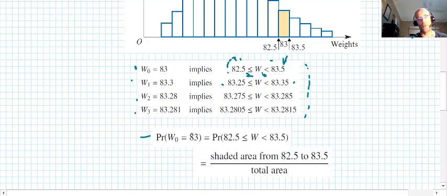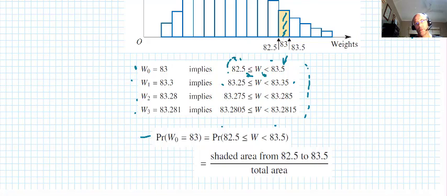So for the probability that a weight or a mass equals 83 exactly, what we do is look at the probability that it's in that interval there, and we have the shaded area divided by the total area, so it's still relative. And in the last part of the video, I'll show you an example of this.